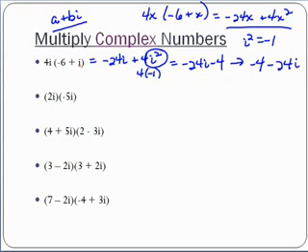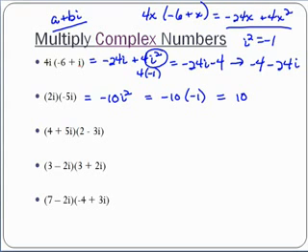Take a look at the second one. We have 2i times negative 5i. When we multiply, we get a negative 10i squared. Once again, there I see a power of i. We're going to take out that i squared and replace it with negative 1. And then multiply, and we just get a positive 10.